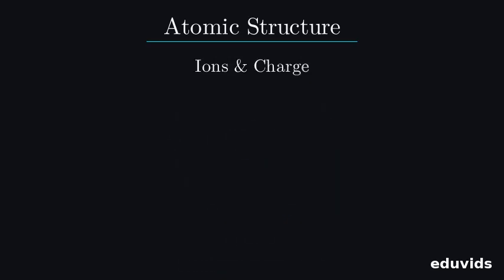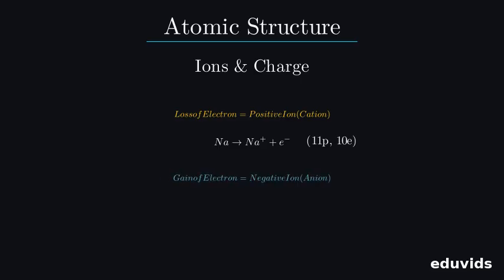Let us talk about electrical charge. An atom that loses 1 electron has more protons than electrons and becomes a positive ion. For example, sodium loses 1 electron, becomes sodium ion with 11 protons, 11 neutrons, 10 electrons. An atom that gains 1 electron has more electrons than protons and becomes a negative ion. For example, chlorine gains 1 electron, becomes chloride ion with 17 protons, 17 neutrons, 18 electrons.